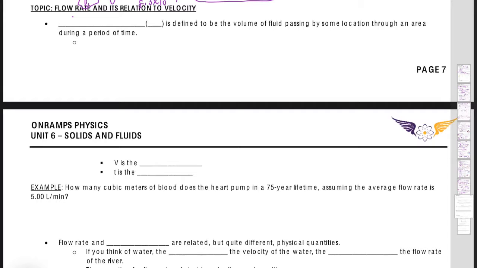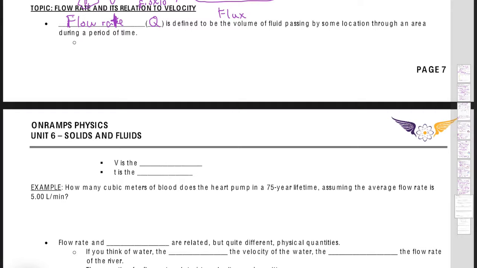So flow rate Q is defined to be the volume of a fluid passing by some location through an area. Sometimes they'll call this flux, and you do have to be careful when you say that word. It's all the same thing. There's all kinds of different flux in physics: electric flux, magnetic flux, and this liquid flux, or fluid flux.